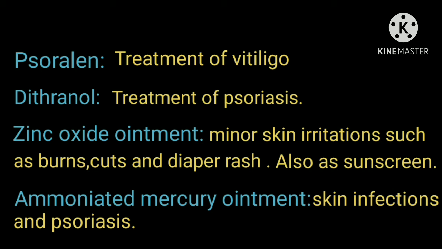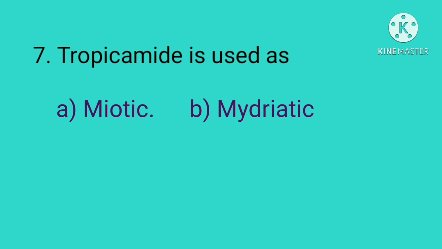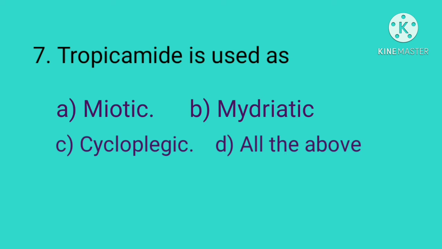Now we are going to next questions. Question number 7. Tropicamide is used as A. Miotic, B. Mydriatic, C. Cycloplegic, and D. All of the above. Correct answer is option B. Mydriatic.